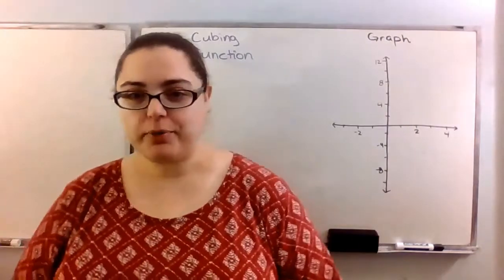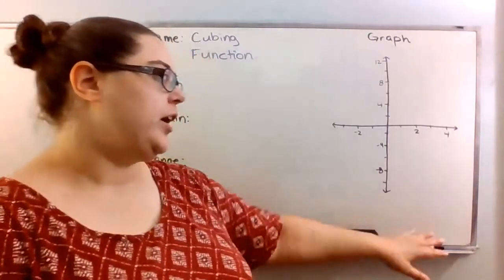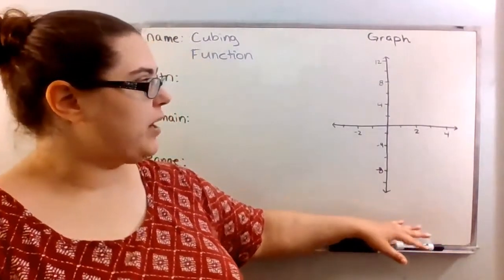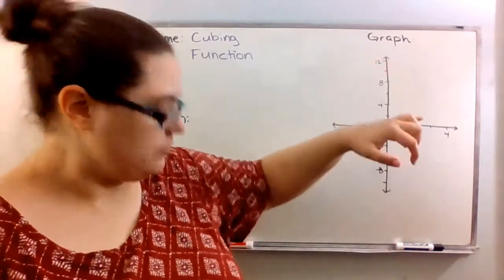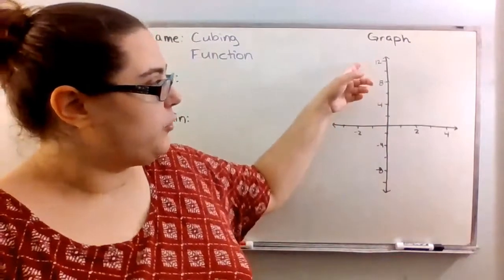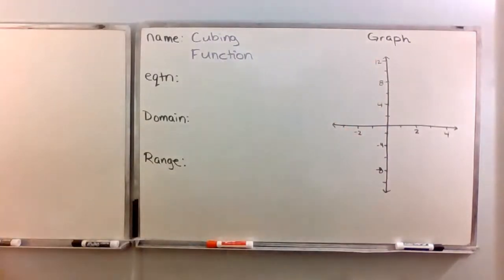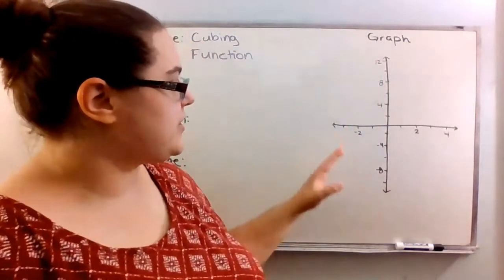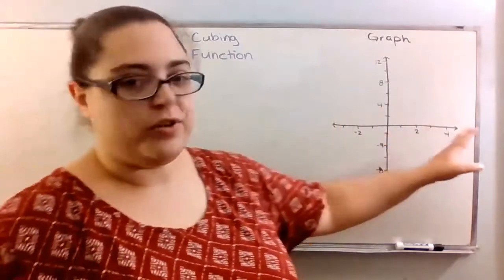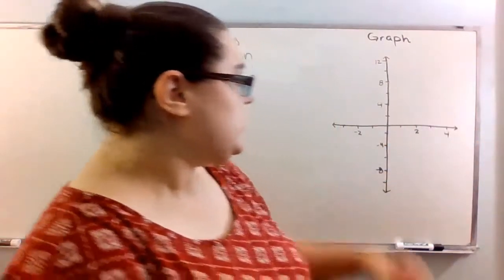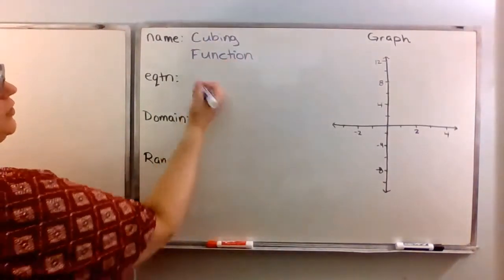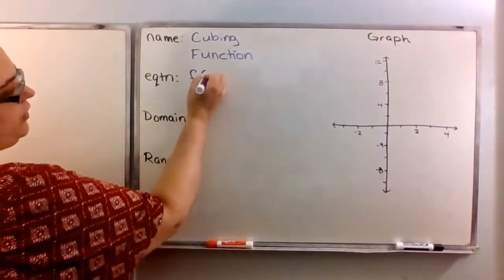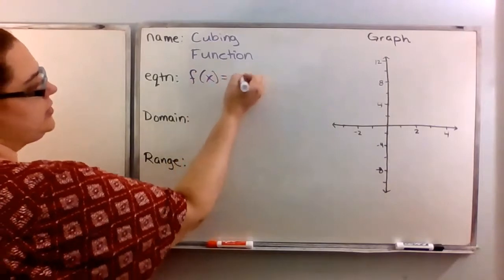So again, if you want to pause this video to copy down a graphing space, my vertical axis went from about -10 to 10, or up to 12 in this case. And my horizontal axis went from about -4 to 4. All right, so as I said, the cubing function is going to cube our value. So f of x will be x cubed.